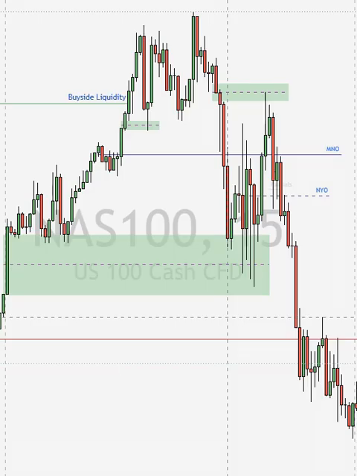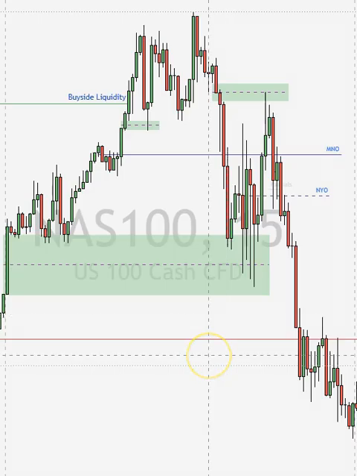They're objective, they're easy to identify, and when price returns to them, the way price behaves around the consequent encroachment can give you valuable information about whether that imbalance is being respected. That's why fair value gaps are so powerful.